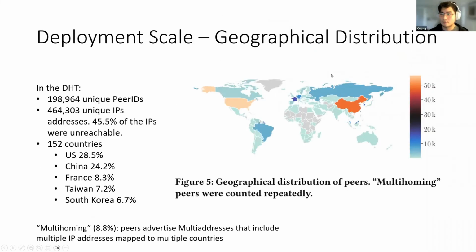So let's look at the geographical distribution of the network. The authors found that in the DHT there are almost 200,000 unique PIDs, and this covers 464,000 unique IP addresses, but 45.5% of which were unreachable. The peers span across 152 countries, and most of the peers are in the US and China, with 28.5% in the US and 24.2% in China, followed by France, Taiwan, and South Korea. Some peers advertise multi-addresses that include IPs that map to multiple countries, and this is called multi-homing, and 8.8% of them do multi-homing.